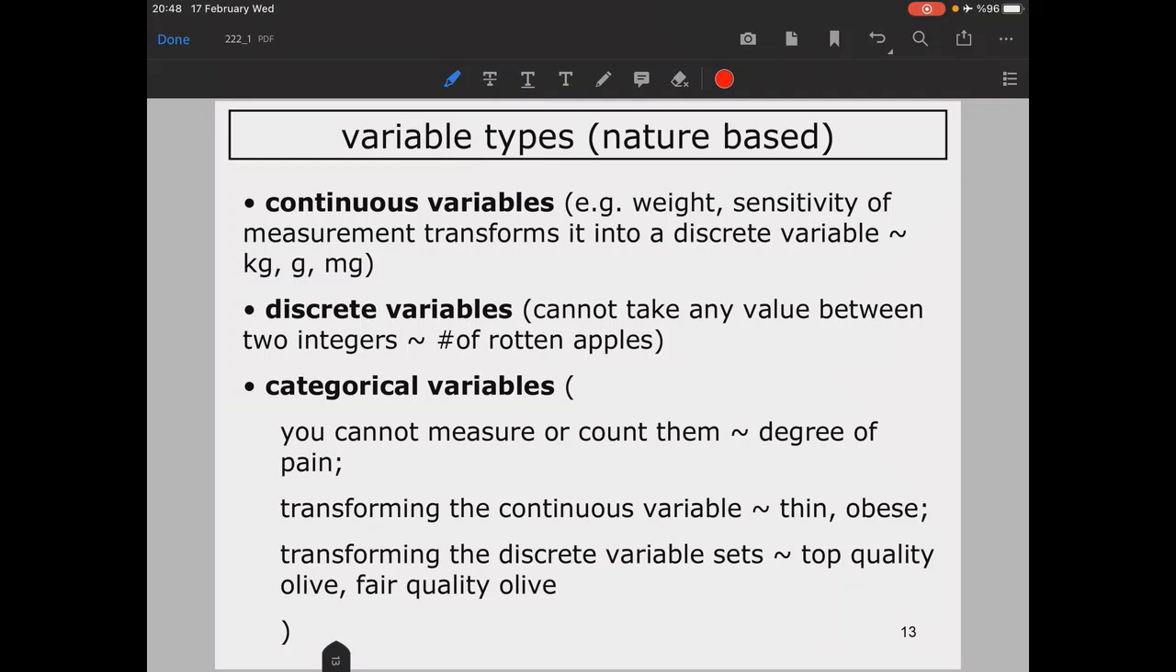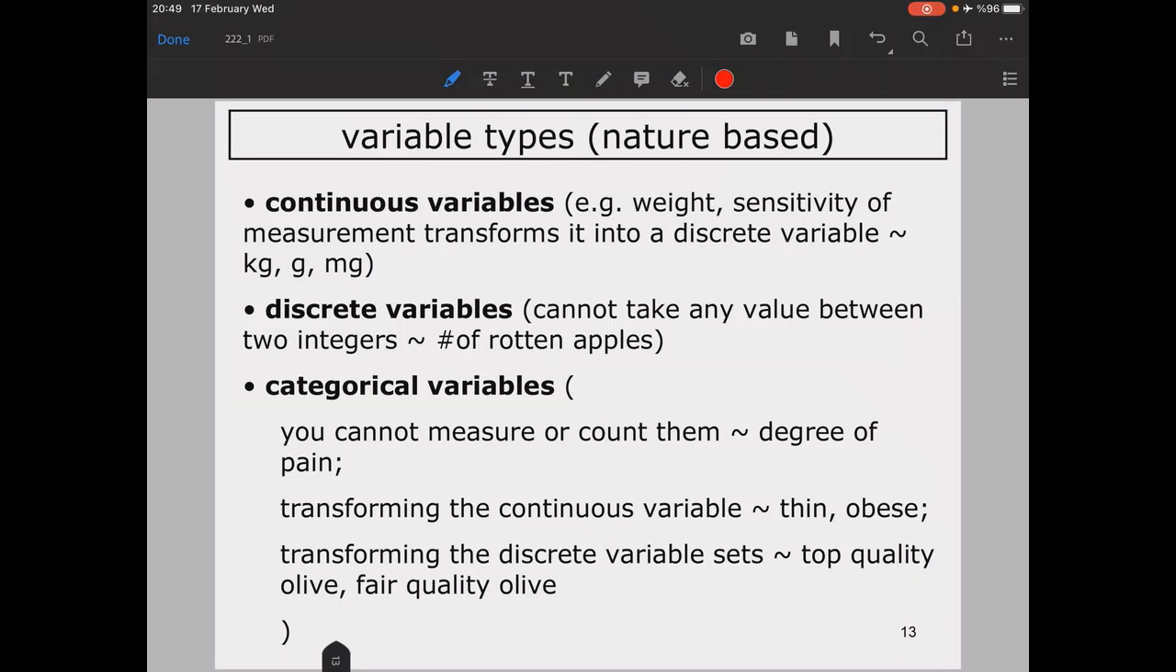You try to describe it, like it's high, low, or something like this. You can also transform the continuous variables into categorical variables as well. The people who have, for example, a certain body mass index can be categorized as thin or obese or normal, whatever. So then again, it becomes a categorical variable, but with some transformation on the continuous variable.